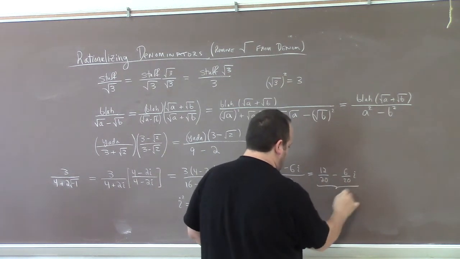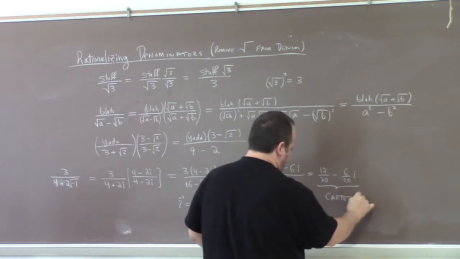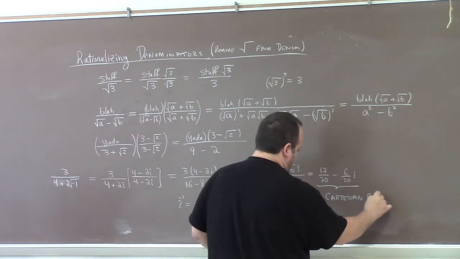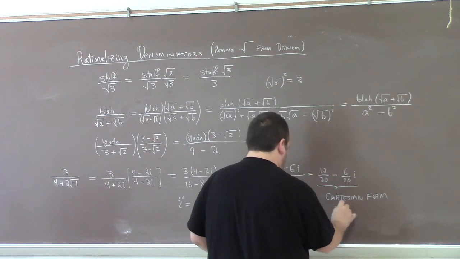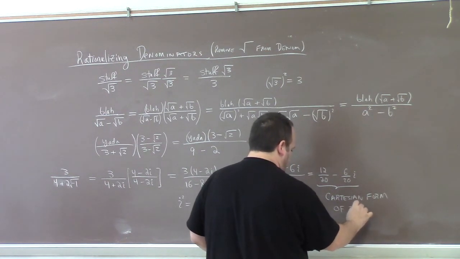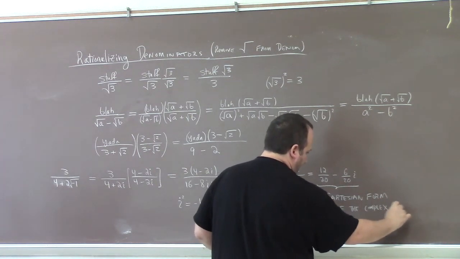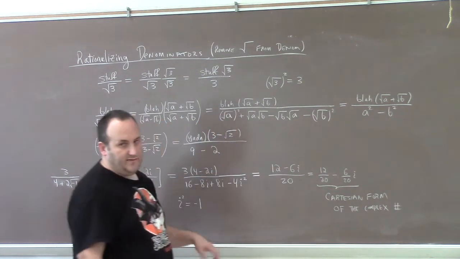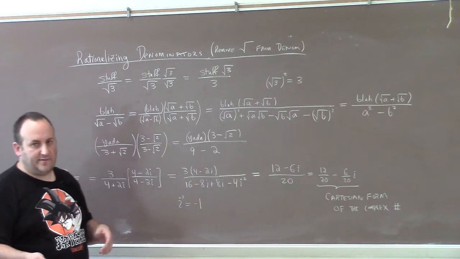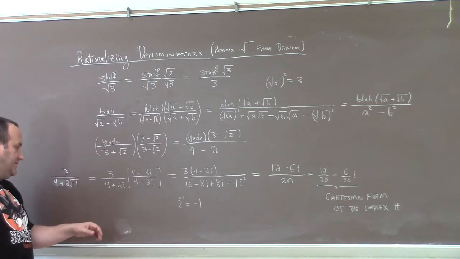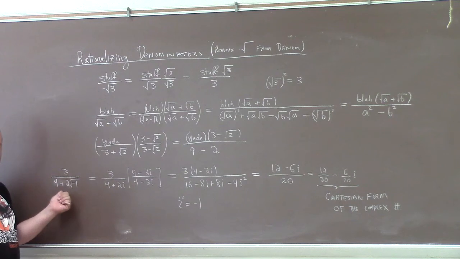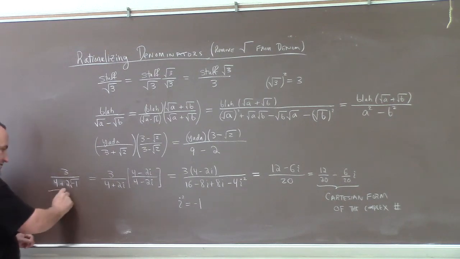This is the so-called Cartesian form of the complex number. So if we have a complex number and we write it in the form a plus ib, it's said to be in the Cartesian form. Like this to start with is not in Cartesian form.